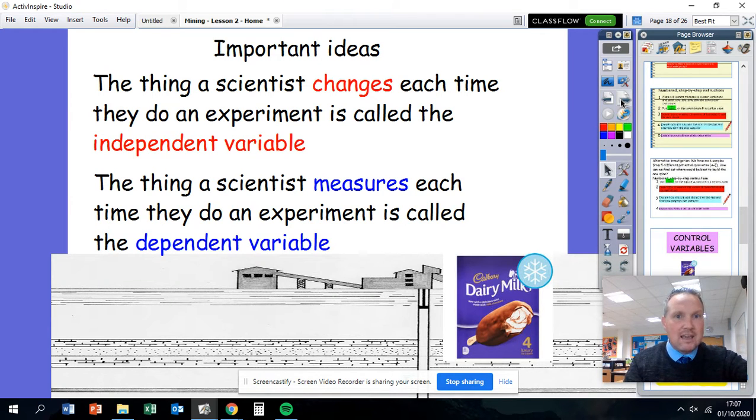We've always been talking about when we do an experiment that the thing a scientist changes each time they do an experiment, that's called the independent variable. And the thing a scientist measures each time they do an experiment is called the dependent variable. We said we remembered that by thinking of dairy milk ice cream. Dependent, you measure; independent, you change.